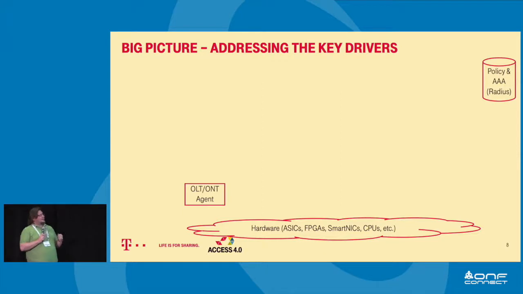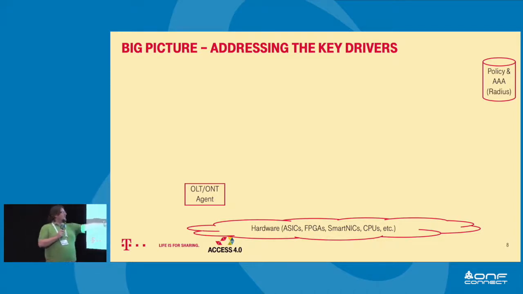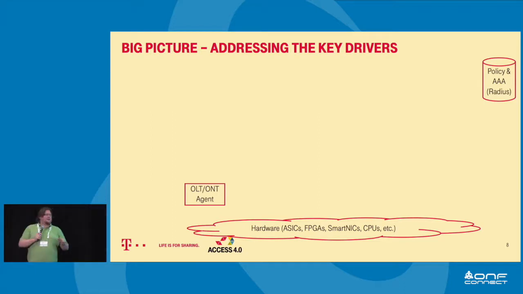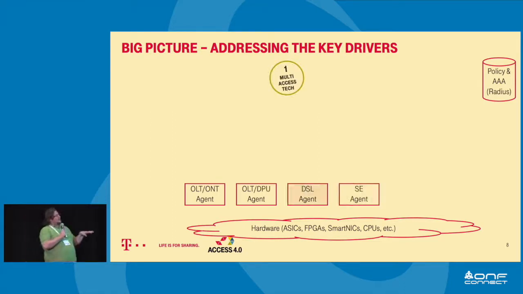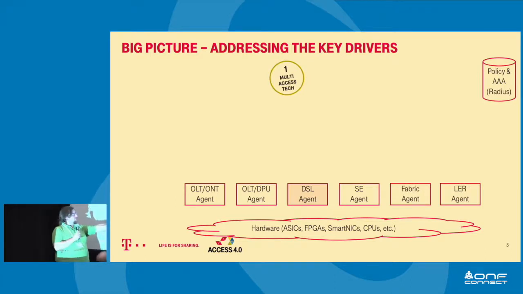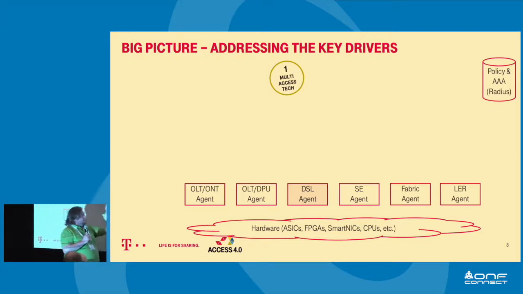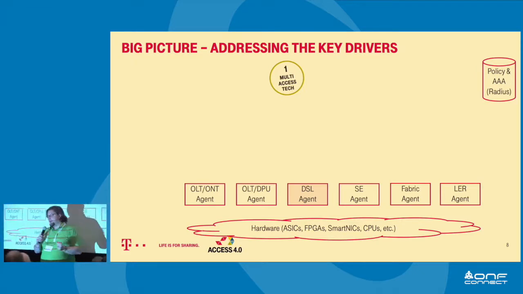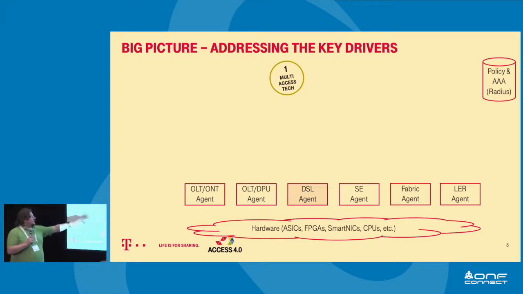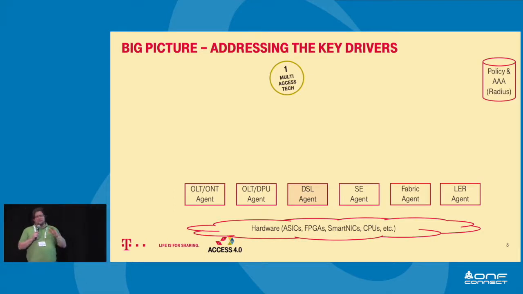So the first thing, as I said, is we do have different technology stacks. And one technology stack, probably the most important for this community, would be the OLT-ONT part. But we do also have different ones. So we do plan to also go for a DPU deployment. So we also have something that plugs, another thing that plugs into the OLT. We will integrate DSL at some point in time. We will have things that implement basically our service edge functionality, and we will have a fabric and label edge router functionality. So these are basically the agents that sit directly on the hardware that control what the data plane is doing.